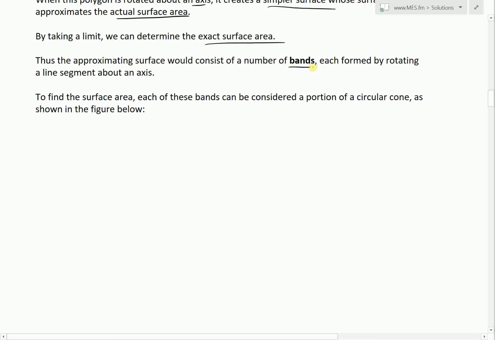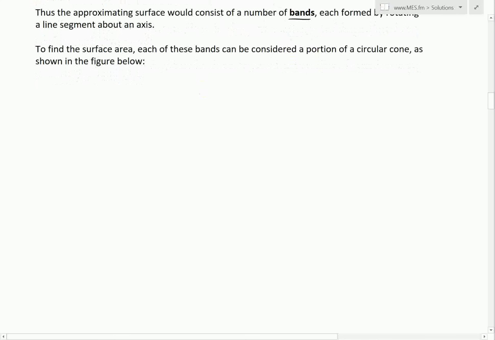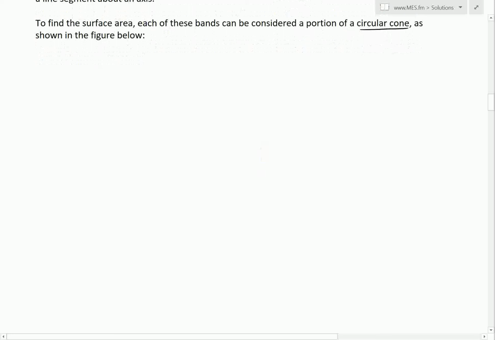Thus, the approximating surface would consist of a number of bands, each formed by rotating a line segment about an axis. So again, we look at small parts and then sum them up. To find the surface area, each of these bands can be considered a portion of a circular cone, as shown in the figure below. We'll put all this together and it will start making more and more sense.